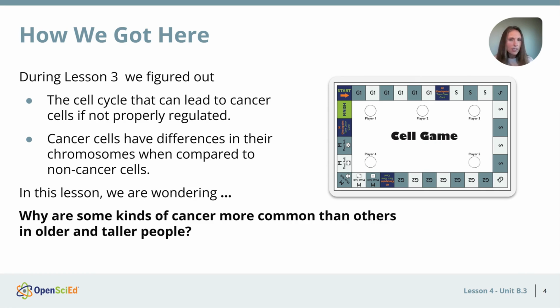So now we're wondering if maybe there's a connection between these things and the cell cycle, and we want to investigate why some kinds of cancers are more common than others in older and taller people.